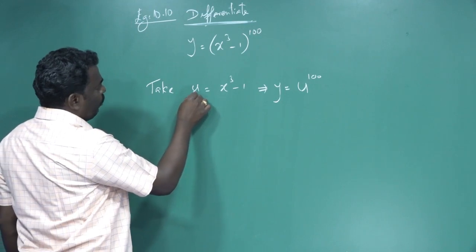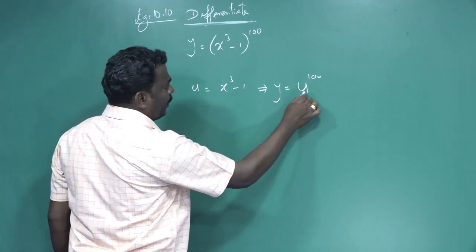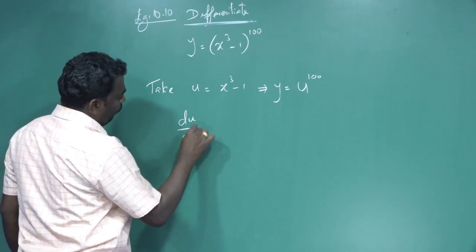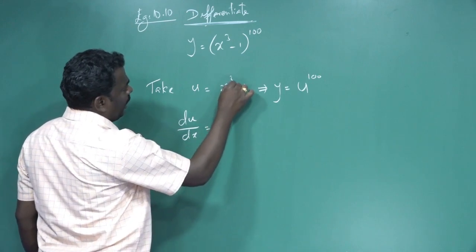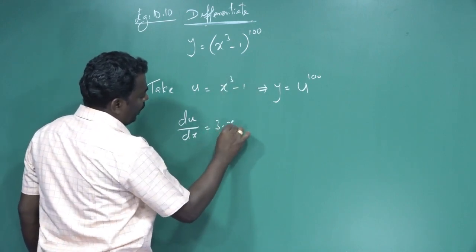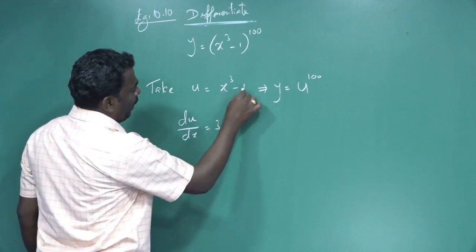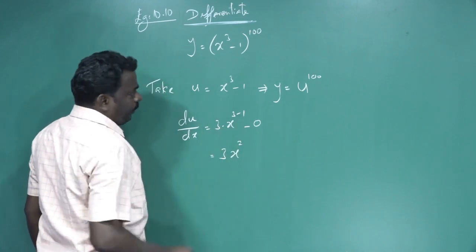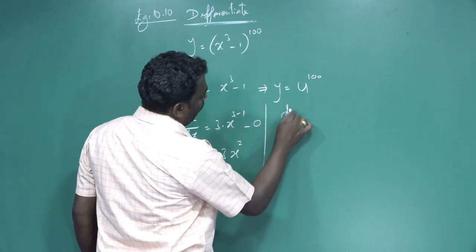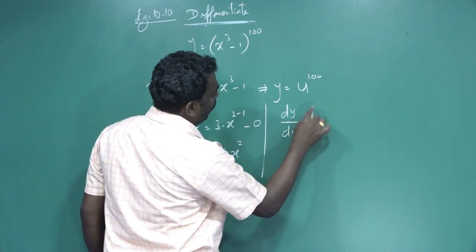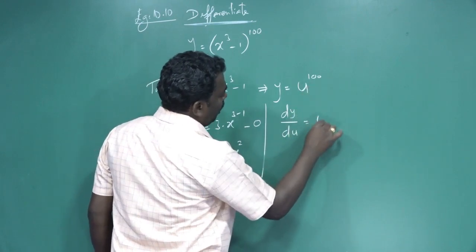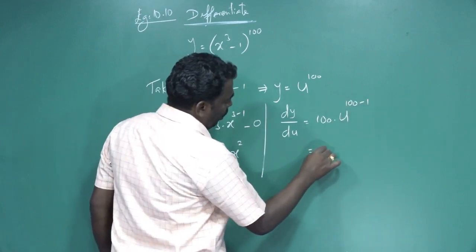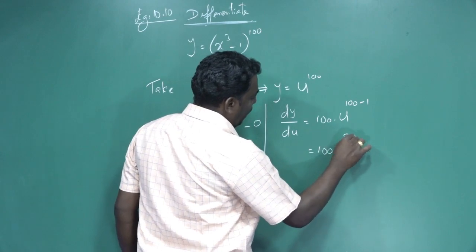Differentiate the u function with respect to x, and differentiate the y function with respect to u. Therefore, du by dx, using the x power n form with n equal to 3, is 3 into x power 3 minus 1, and the constant term gives 0, so that is equal to 3 x squared. Then differentiate y: dy by du, again by the x power n form with n equal to 100, is 100 into u power 99.